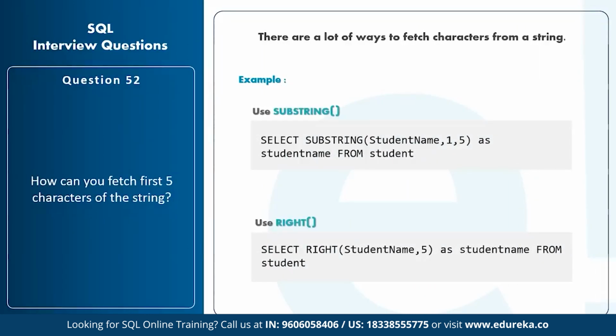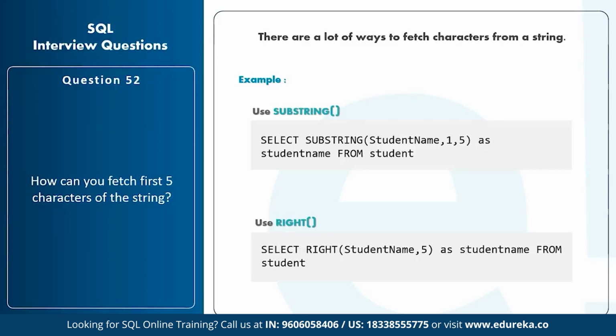So for your understanding, I've mentioned two examples over here. Either you can use the substring command or the write command. When you use the substring statement, you can use a statement like, select substring student name 1 to 5 as student name from student. The first 5 characters of student name will be retrieved from the student table.